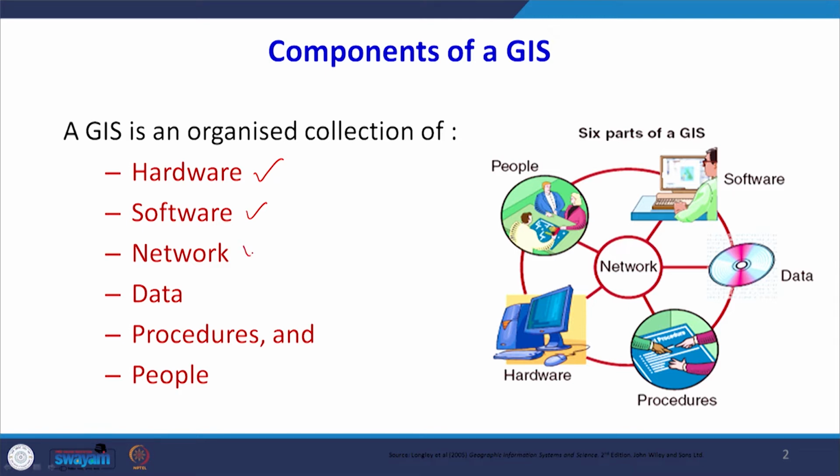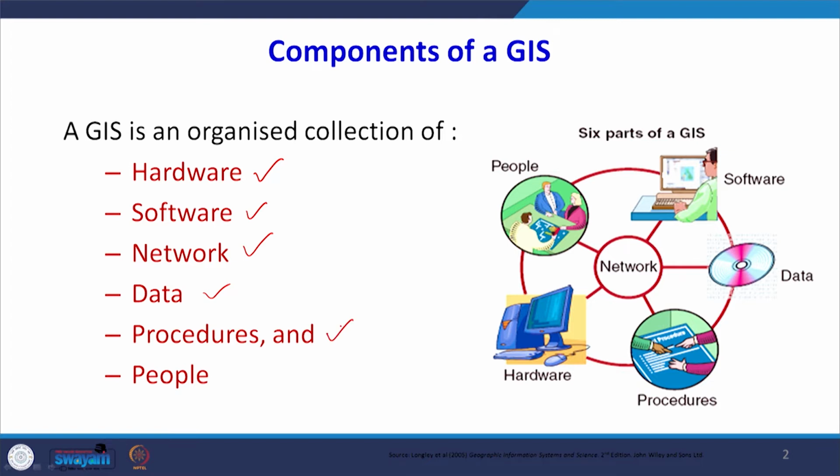Then the network is required, which is internet connectivity or networking with other data sets so that we can use data from the internet. A lot of data is available, we can use data from other sources. The next important component is the data. A lot of data is required and this data will come from different sources, and it plays a very important role because the quality of the data matters a lot in the analysis part.